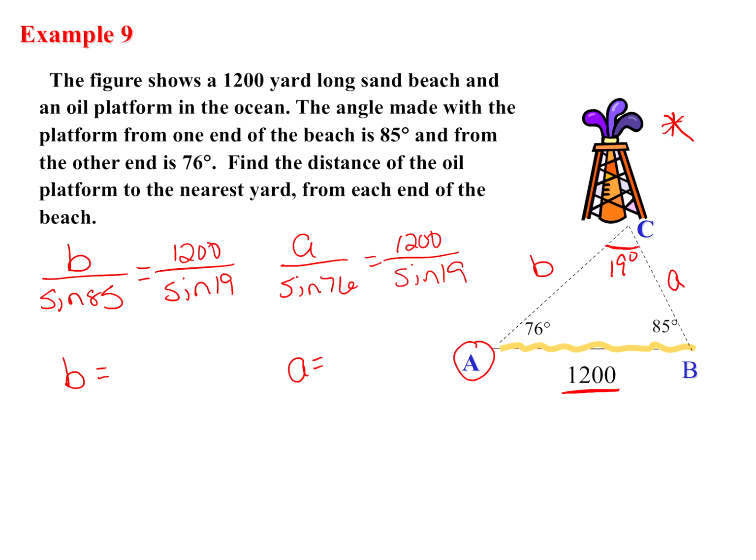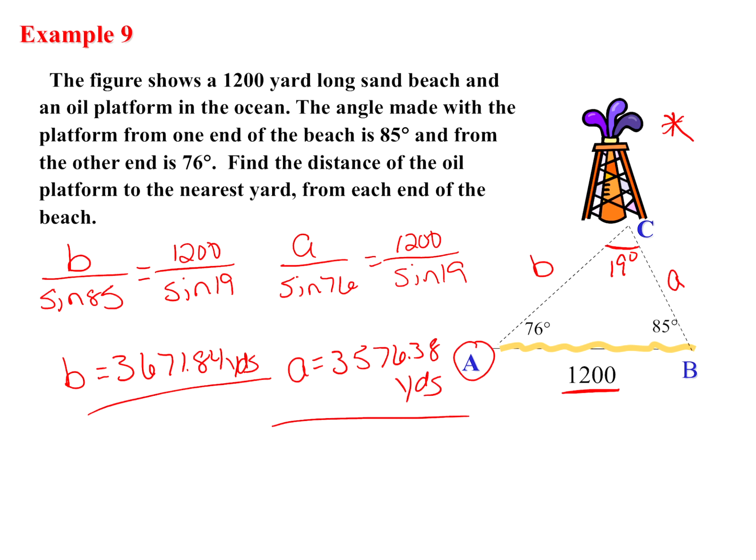So if you plug these into your calculator, you should get that B is 3,671.84 yards. Make sure you're labeling their word problems. And my A is 3,576.38 yards. Okay, word problems need to be labeled. So make sure that you are labeling, make sure you're understanding if you have 0, 1, or 2 triangles.